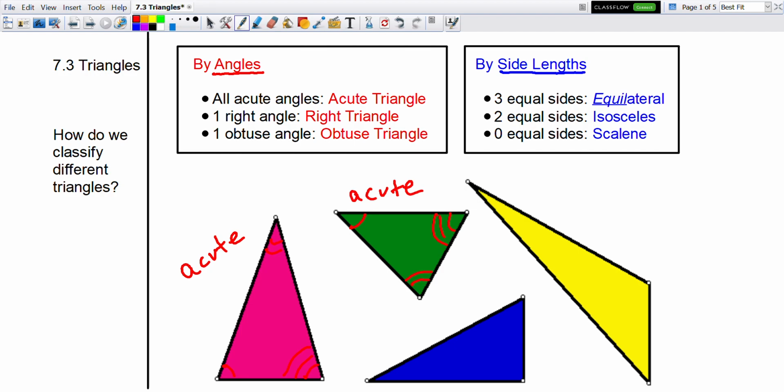The second one is if the triangle has one right angle. Okay, it's called a right triangle. There's one of those, it's right here. So this one's a right triangle because it has one right angle. Our last one is if the triangle has one obtuse angle, like this one over here, more than 90 degrees, we'll call that an obtuse triangle. Okay, so one way that we can name triangles is by the angles in the triangle.